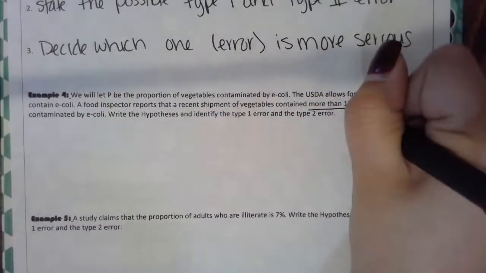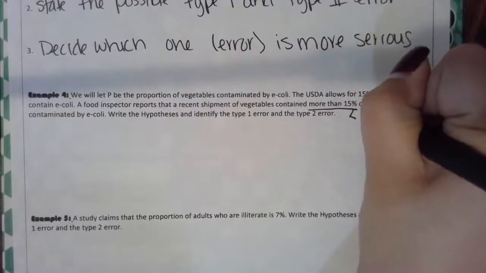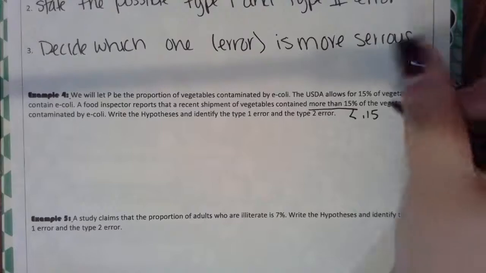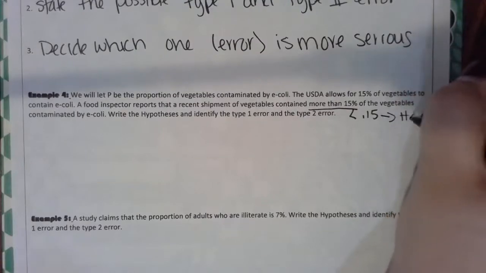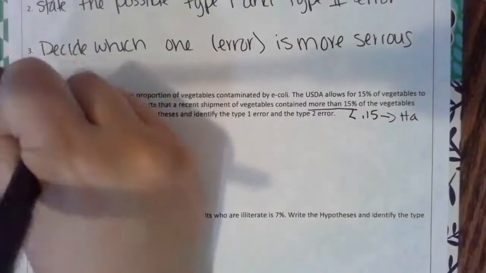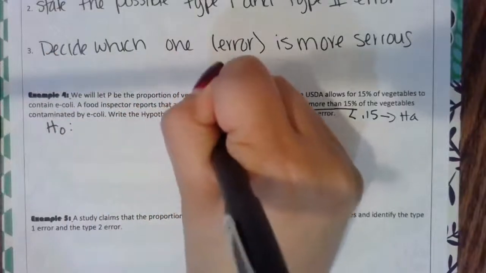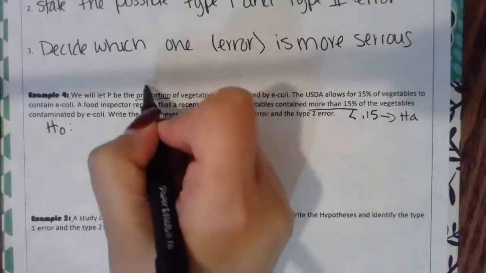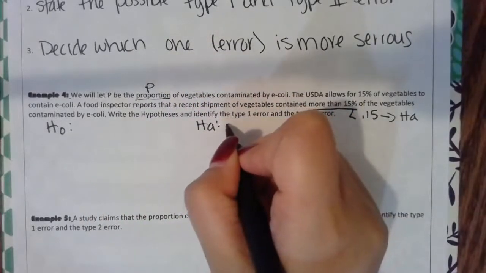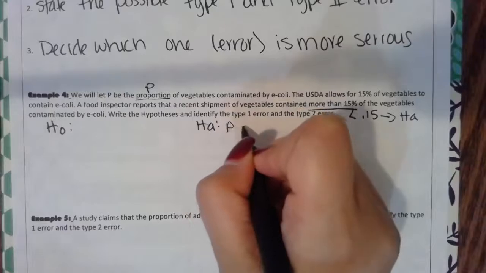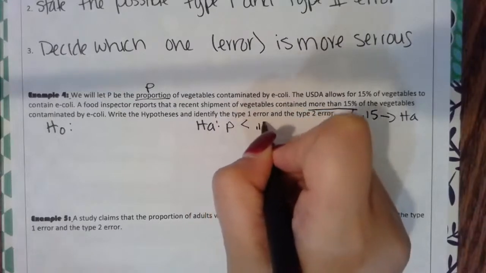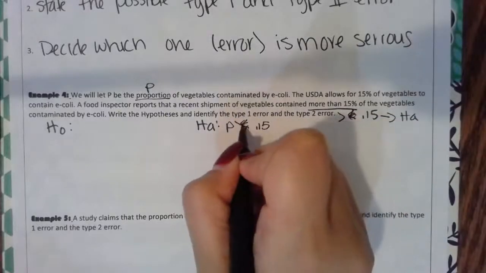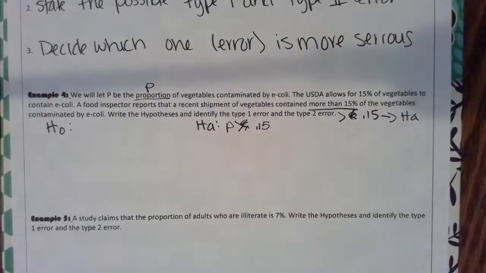We ended up finding that more than 15% were contaminated. There's no equality in this, so this would be our alternative. That's our claim. We have proportion, so we are in P. Our claim, which in this case was our alternative hypothesis, is that P is less than 0.15. That is incorrect. That more than is greater than. So our claim is that P is greater than 0.15.